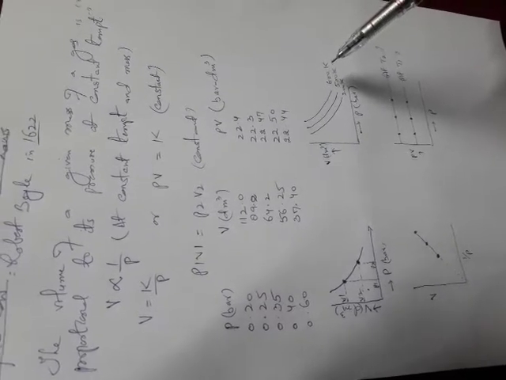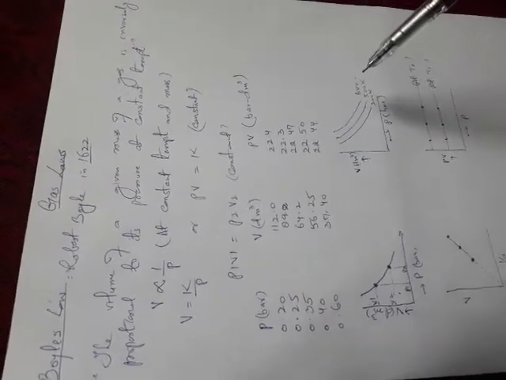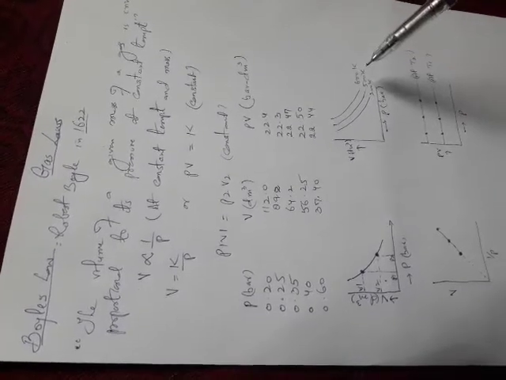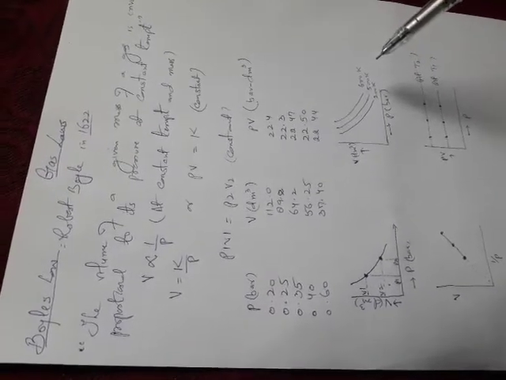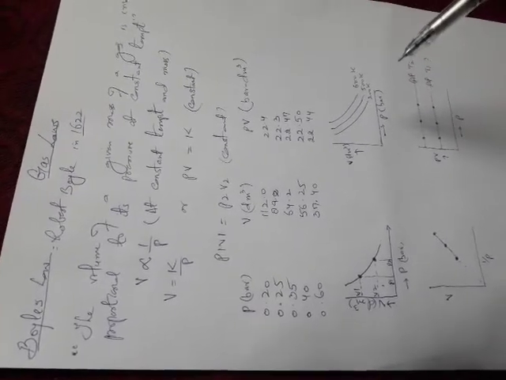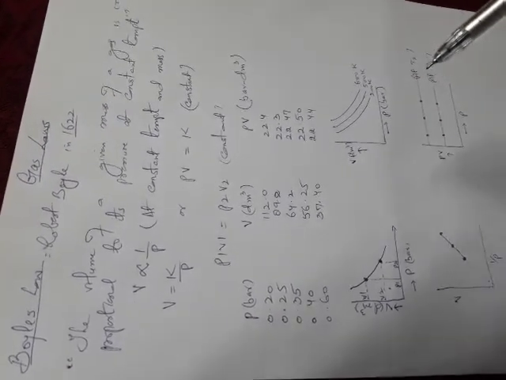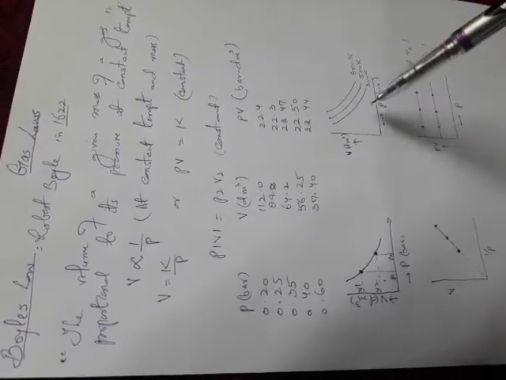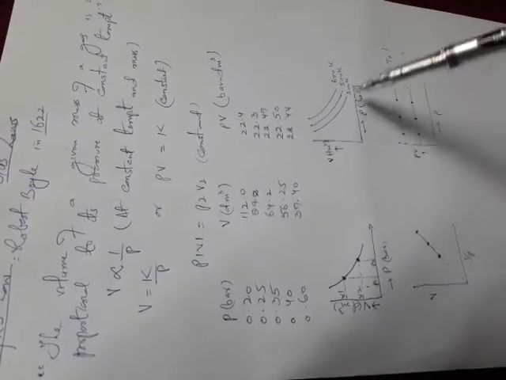However, the value of K, that is the constant, changes because it depends upon the temperature. But the curves we get at constant temperature, and I have shown here three different curves, are called isotherms.